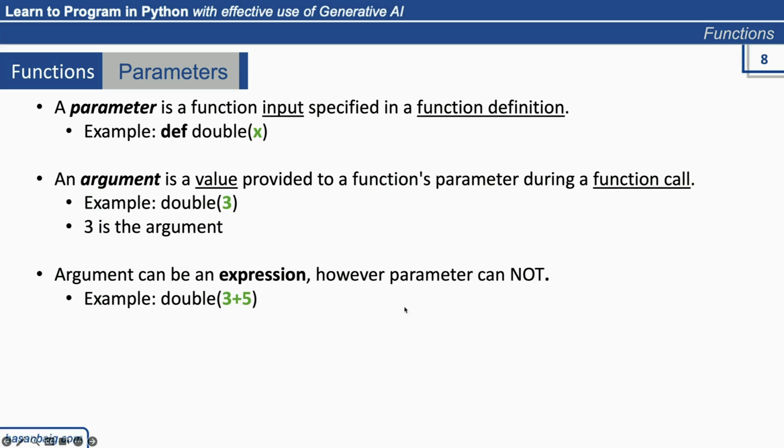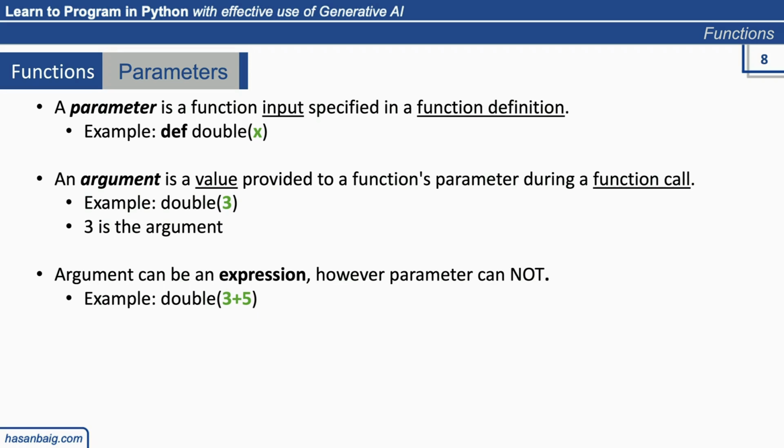An argument can be an expression, however a parameter cannot. Why? Look here: when I'm calling this function with this value, it is assigned to this variable x. If I simplify it further, it becomes x equals 4. So again, 4 is the argument and x is the parameter.